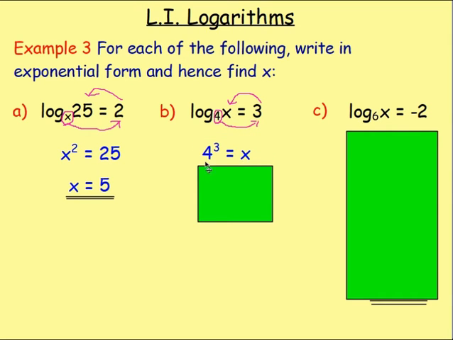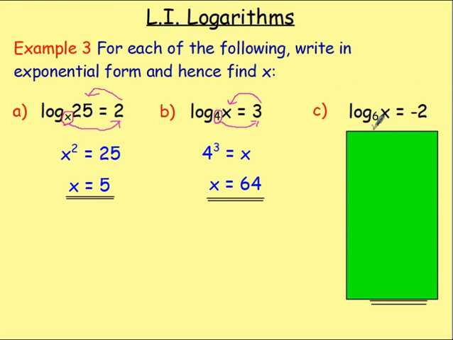After that, to work out x, we know it's just 4 to the power of 3, so it's 4 cubed, 4 times 4 times 4, and that gives us 64. So that is the value of x. Next one, log base 6 of x equals negative 2. Do the same thing again, rewriting it in exponential form.